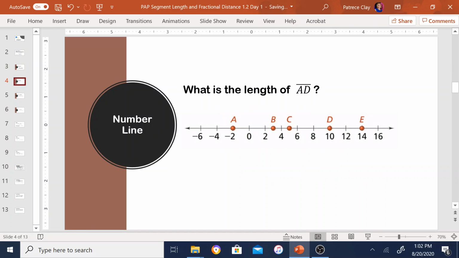Let's try another one, for example. The length of AD. A is located at -2. D is located at 10. So -2 minus 10 is equal to the absolute value of -12. So the segment length is 12.